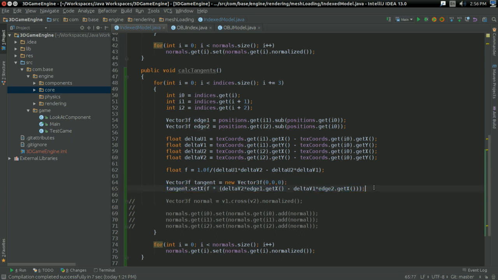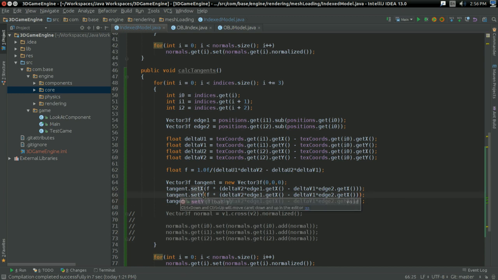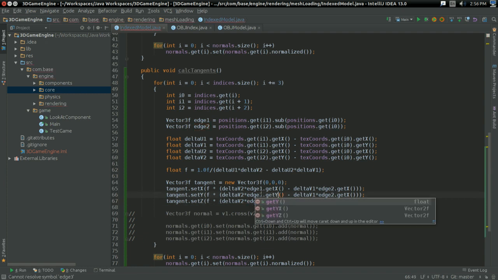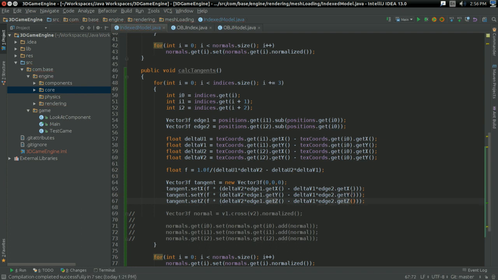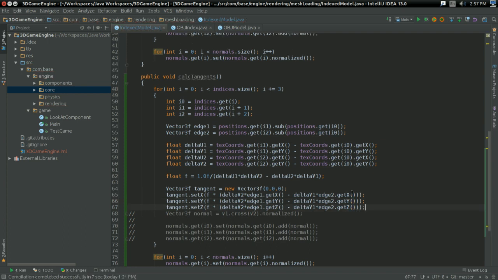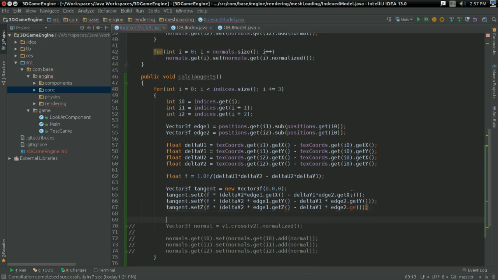And the nice thing is, since we're calculating the tangent, this just goes down the line. We need to do the exact same calculation, except with y and z rather than x. And there, that gets us the tangent. Oh, this should be get z. Don't do whatever I just did. That's not good. And you can expand that out, I guess. Sure, why not?